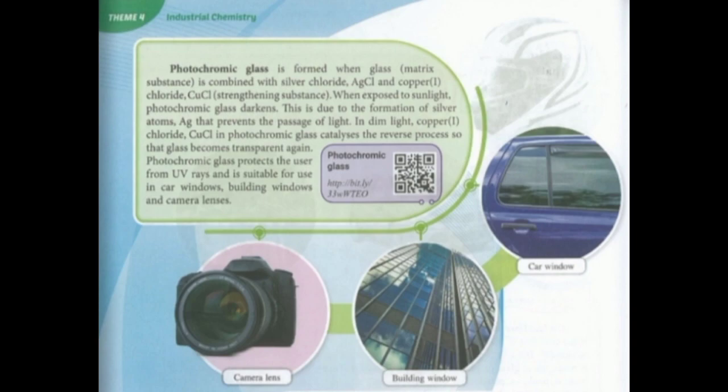Photochromic glass protects the user from UV rays and is suitable for use in car windows, building windows, and also camera lenses.